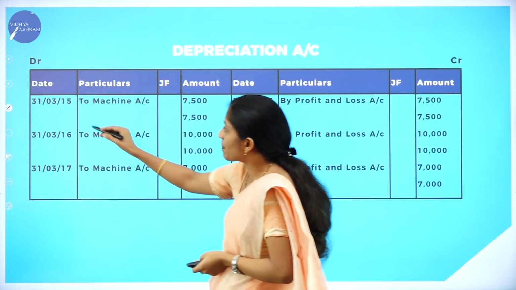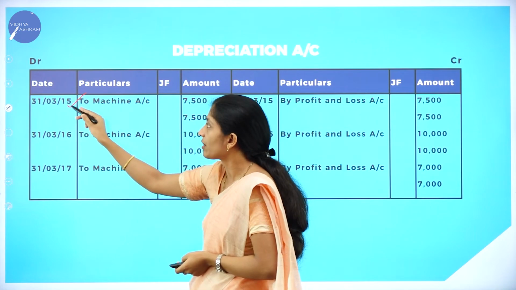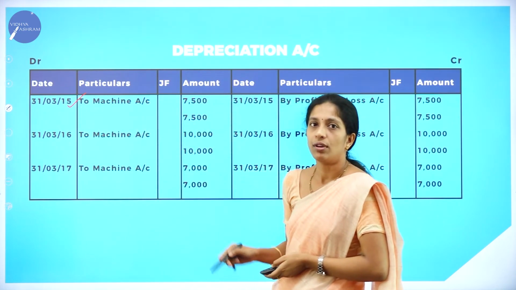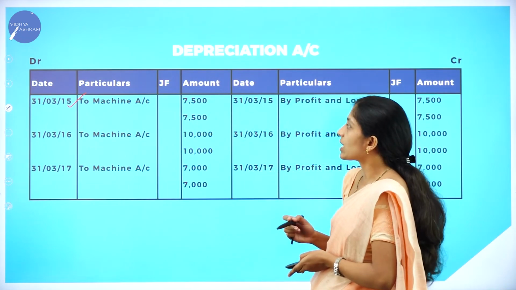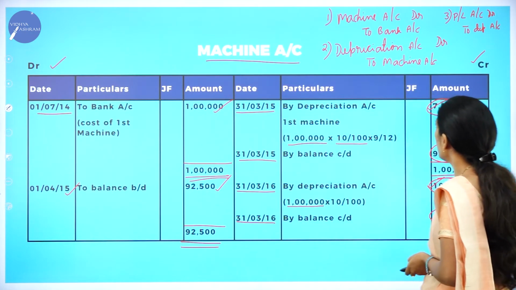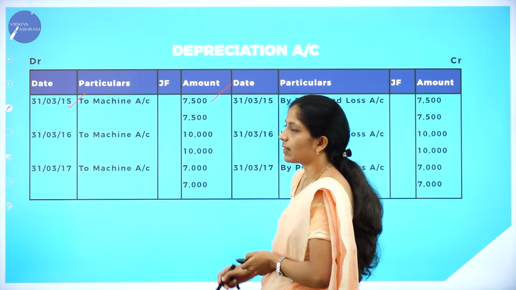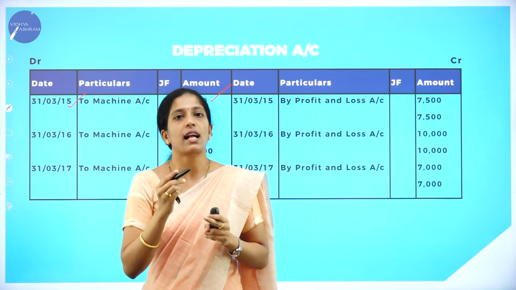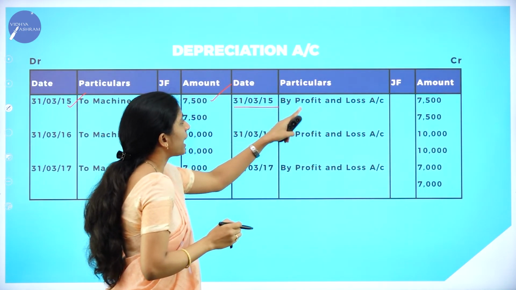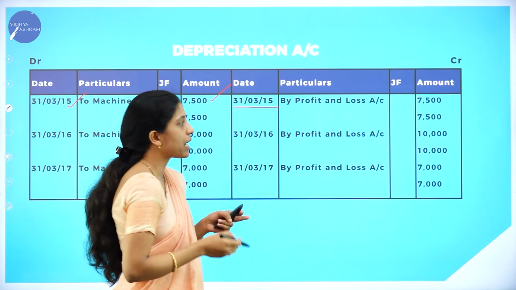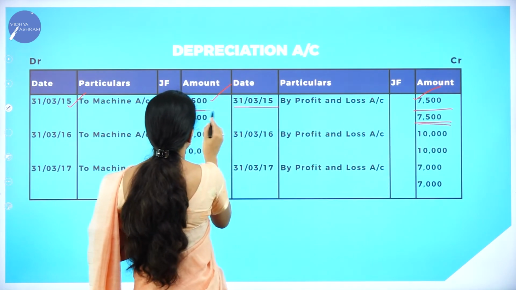Now, always depreciation is calculated at the end of each year. So, end of first year is 31st/3/2015. Now, what is entry? Depreciation account debit to machine account. Now, let us see what is first year depreciation. That is 7,500. So, record that depreciation 7,500. Now, transfer that depreciation to profit and loss account. That is end of the financial year only by profit and loss account. That is on the same date. 7,500. So, both the sides will be 7,500.